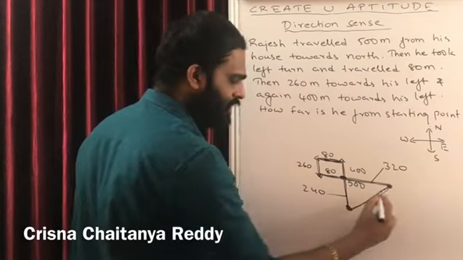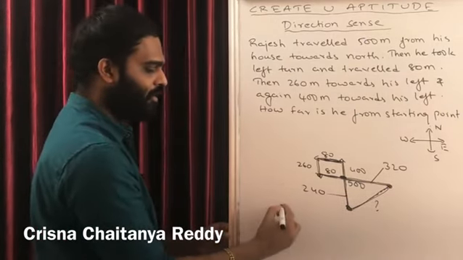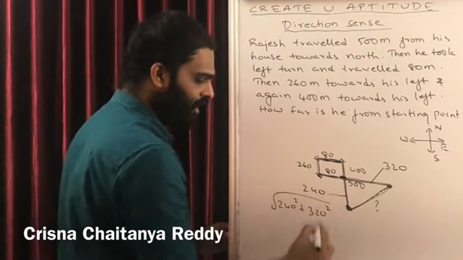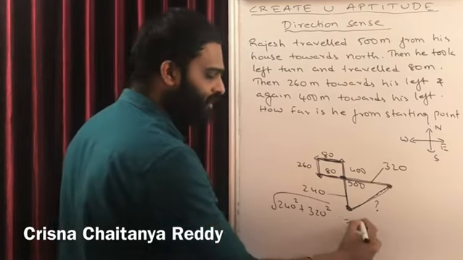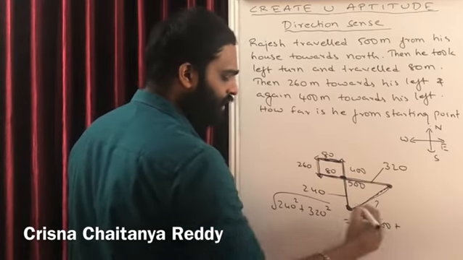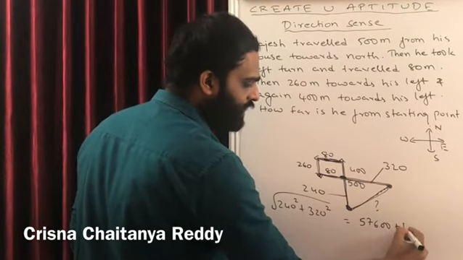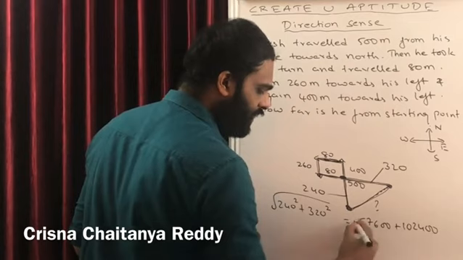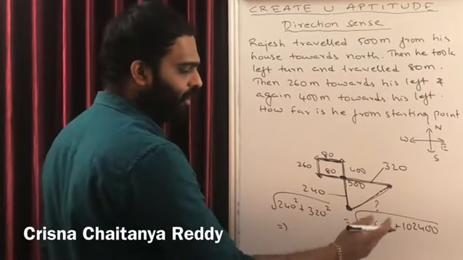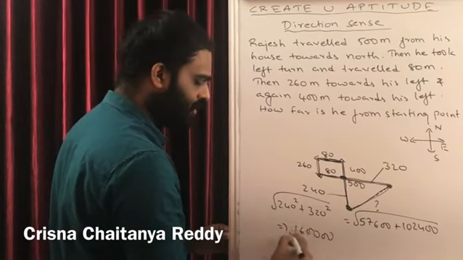Again a very similar question. If I have to know this, this is a hypotenuse. I can say my answer will be 240 square plus 320 square under root. We all know 24 square is 576. So it will be 57600 plus 32 square is equal to 1024. So I will be writing it as 102400 under root. So I can confidently say my answer is 1024 plus 576 is equal to 1600 and 00 under root.